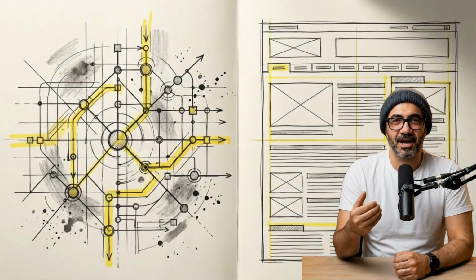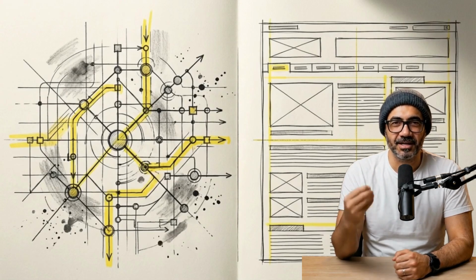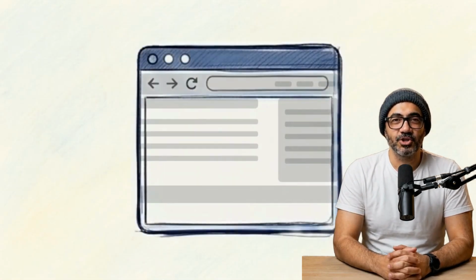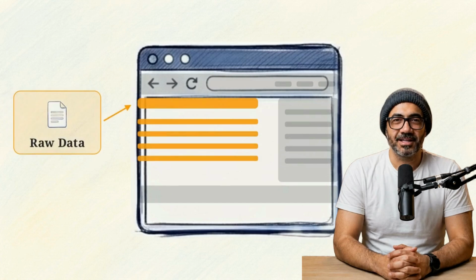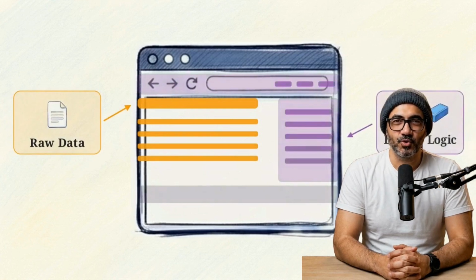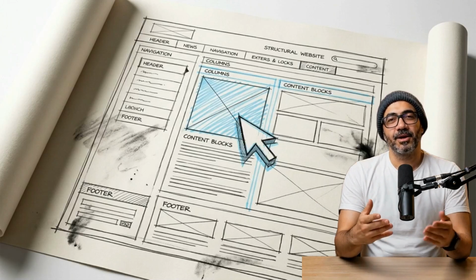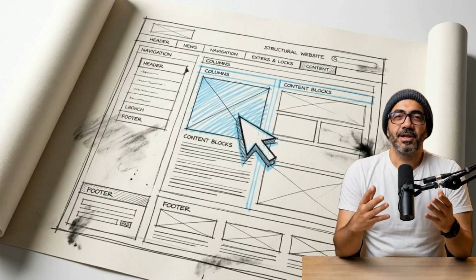Visualizing this pipeline helps you categorize what you see on the screen. You can begin to identify which parts of a page are governed by raw data fields and which parts are controlled by the display logic. Now that you have a map of the structure, you can start customizing.